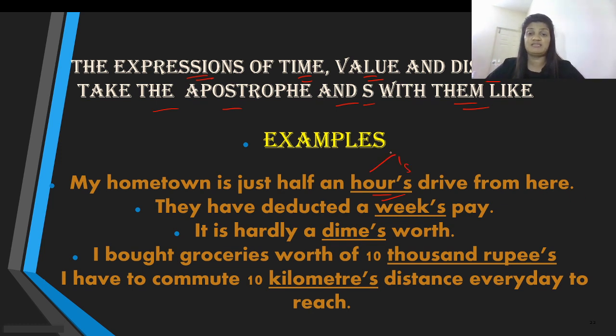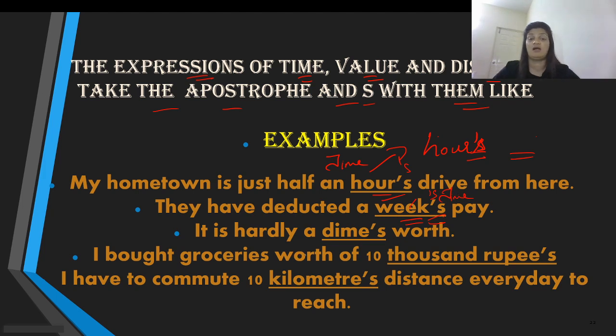Now over here, this is the time duration that you are talking about. You're talking about the duration over here. Therefore, you are using the apostrophe S, like hour's. You will use the apostrophe here. My hometown is just half an hour's drive. That is the time duration. Similarly, they have deducted a week's pay. Again, the time duration. They have deducted a week's pay. Here you can see that there is the noun and then the apostrophe and then S.